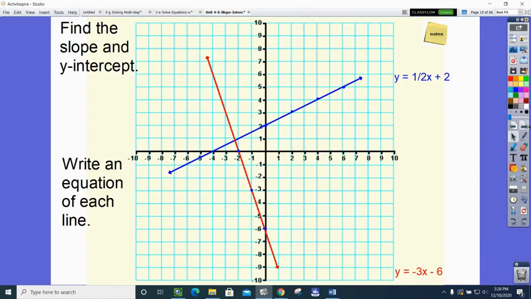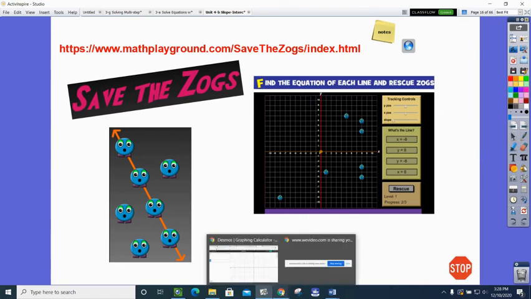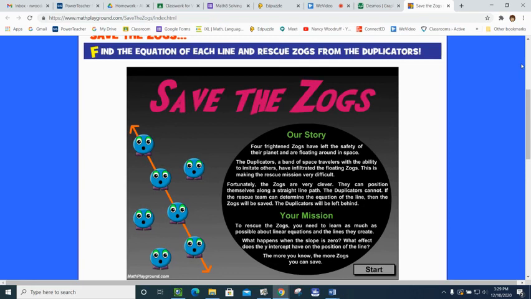So we've done the basics of y equals mx plus b, which is the slope-intercept form of a line. We're going to learn 2 other ways to do that. There is a game out on the internet. It's called Save the Zogs. I have the whole address here, but I think if you just search Save the Zogs, know that it's on Math Playground. So let me just go out here and find it. Here it is. So, Save the Zogs.